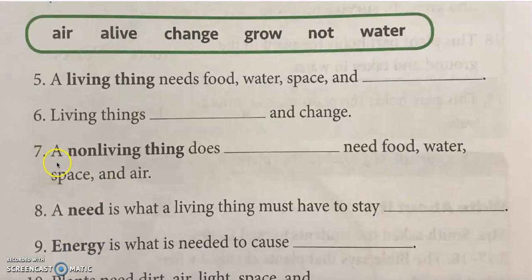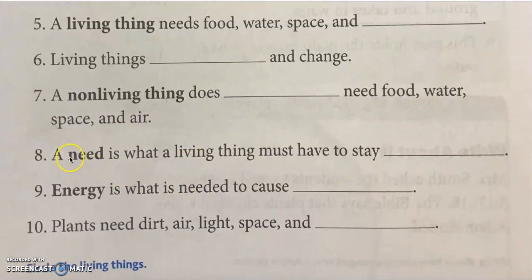Number 7, a non-living thing does blank need food, water, space, and air. Unlike living things, a non-living thing does not need, right? Non-living things do not need food, water, space, and air, right? Like pencils, erasers, desks, chairs. They don't need food. They don't need water. They might need a little bit of space, but they don't need air, right? So that's number 7.